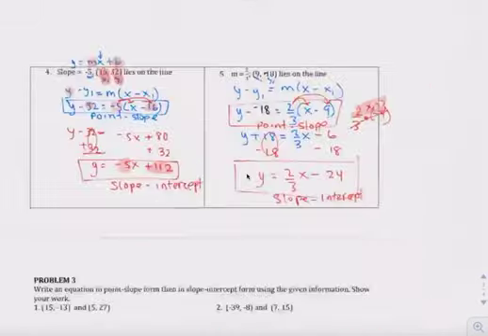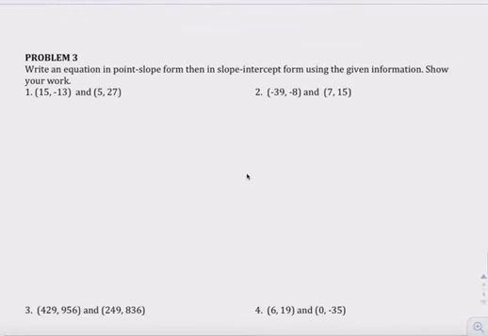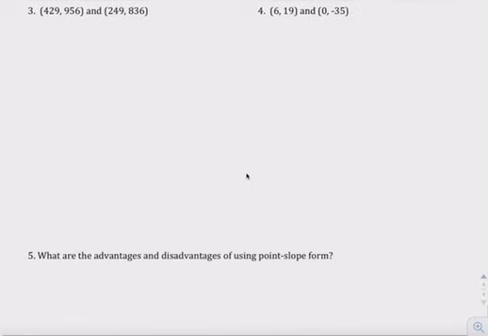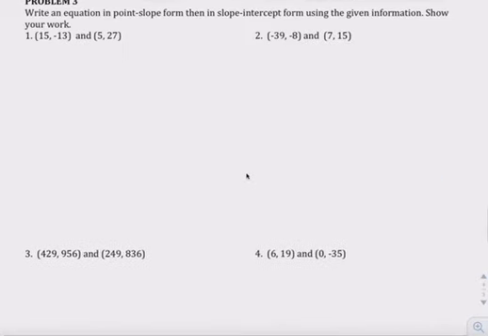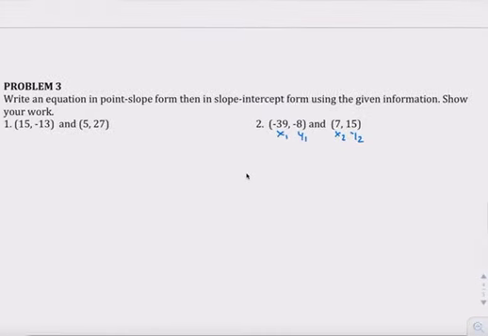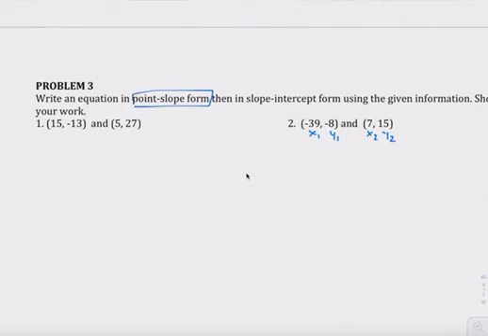Okay, now let's look at the back. I'm going to do number 2. I think I did number 2. Okay, I'm going to do number 2 right here. I'll do 2 and 4, okay? And I leave you guys the rest. Number 2. X1, y1, x2, y2 for the second point. They want you to write the equation in point slope form and then in slope intercept form, okay?